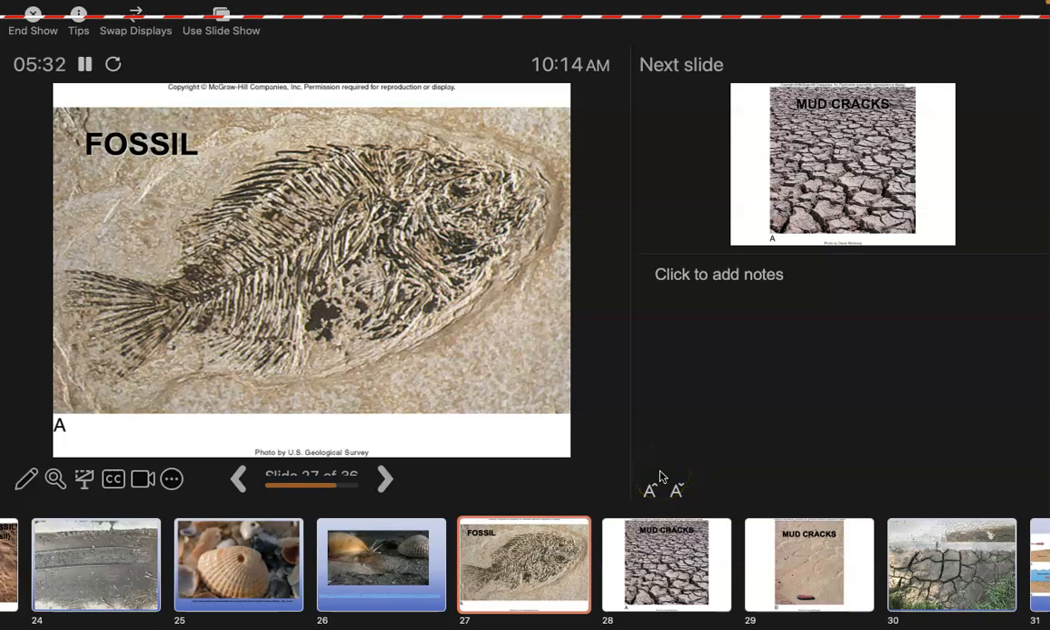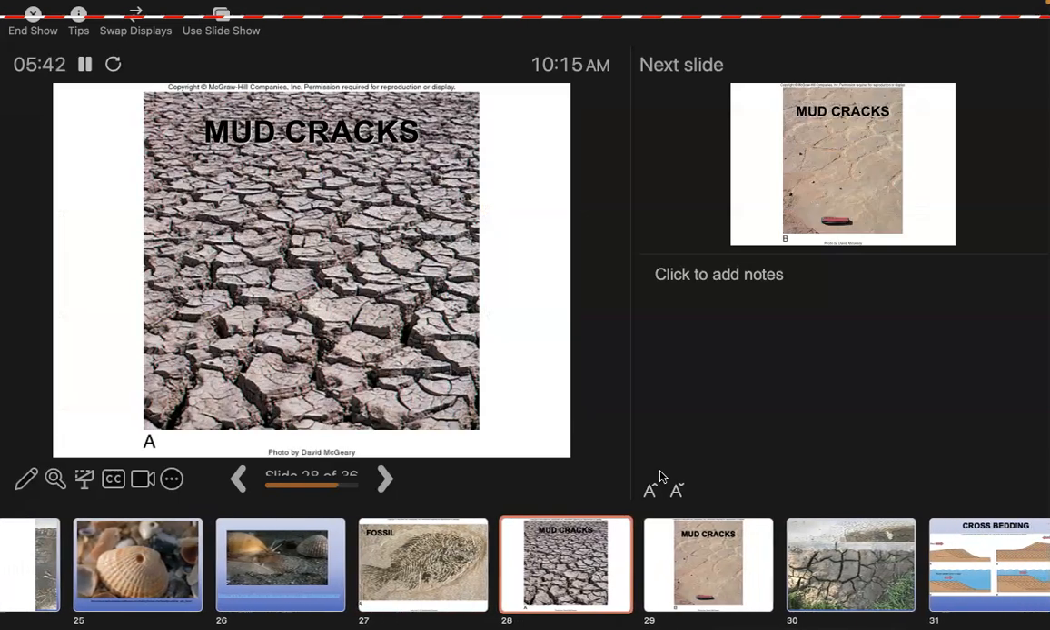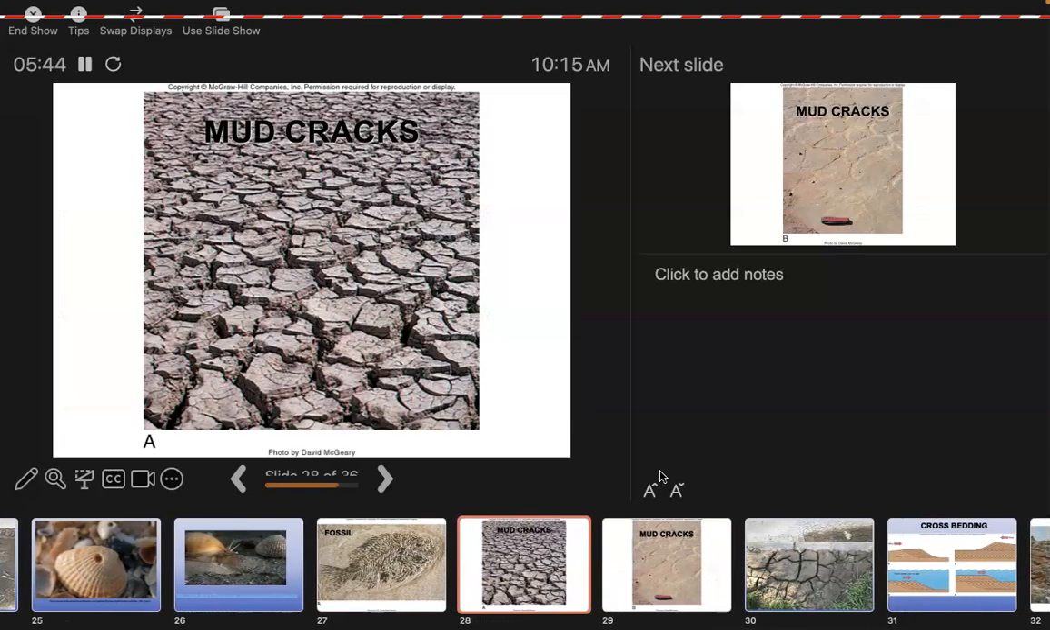So a fossil could be any critter. It could be any plant. So any organism. Sometimes we forget that plants are organisms too. All right, next we've got mud cracks. Remember, this isn't just about critters. It's about the environments that they live in.